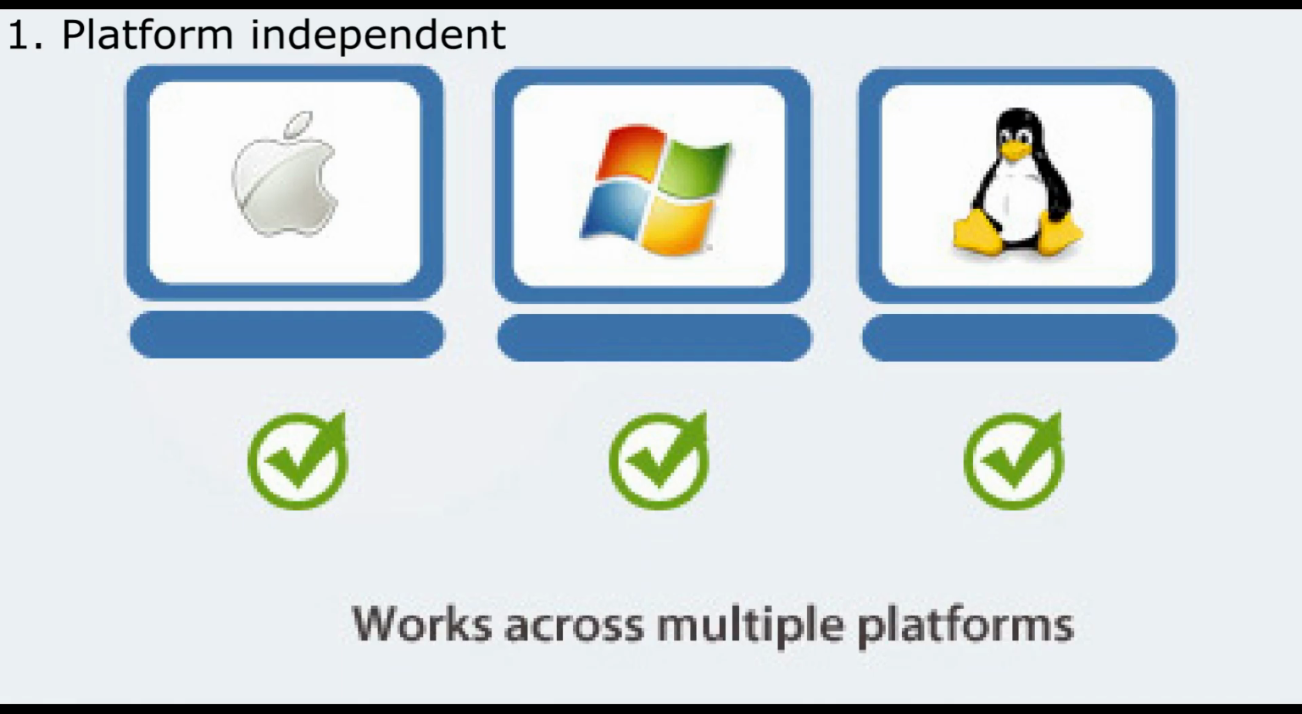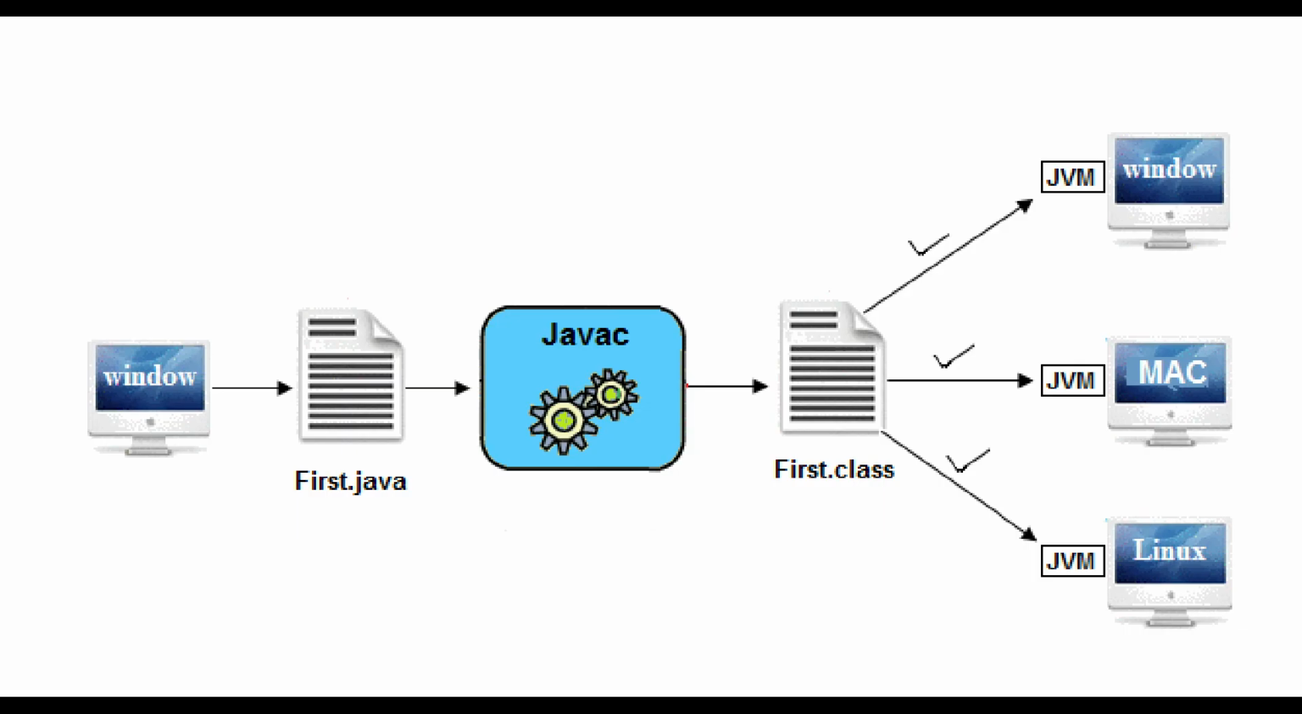Point number one, Java is a platform independent language. The motivation for the creation of Java was to develop software which is platform independent. Programs written in Java can run on any embedded systems like microwave ovens, remote controllers, washing machines, etc. According to Oracle, more than 3 billion devices run on Java.